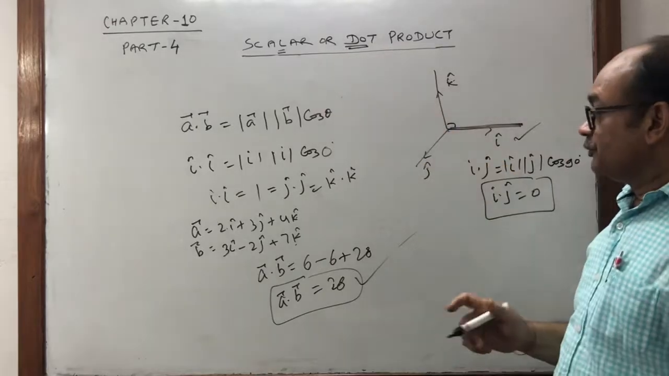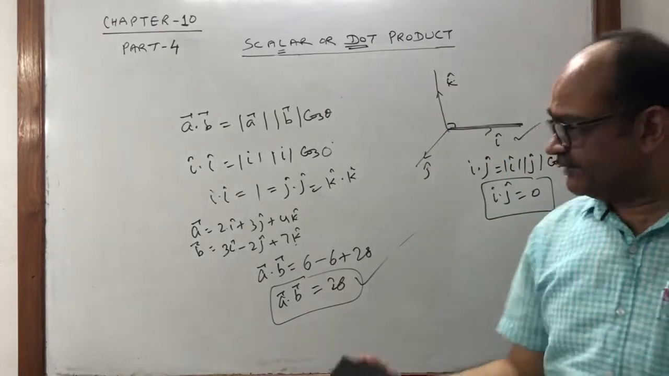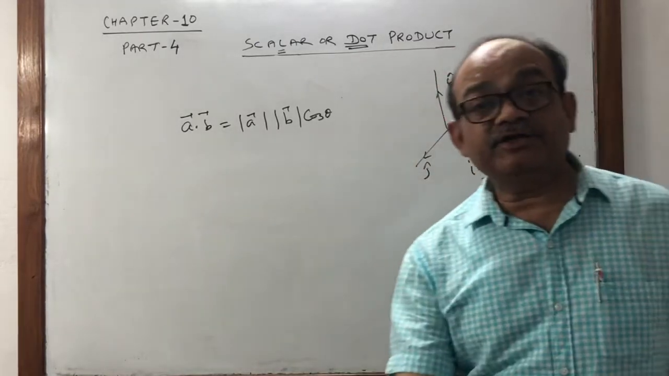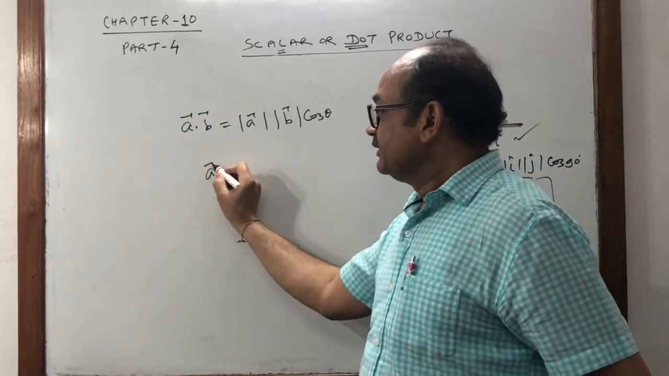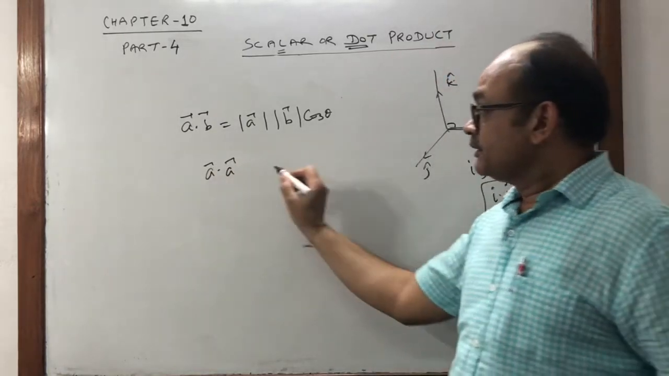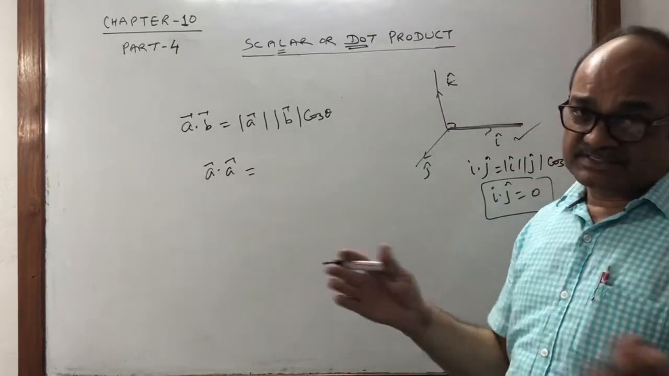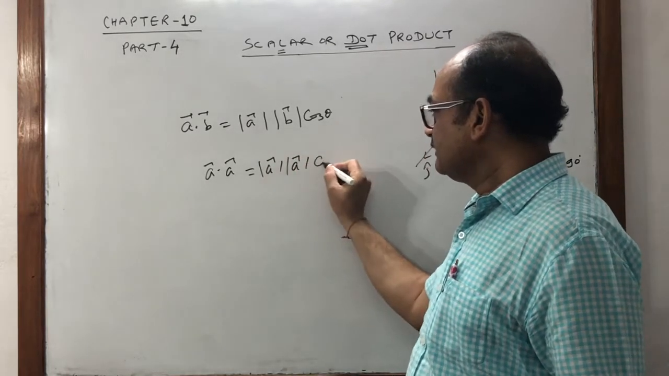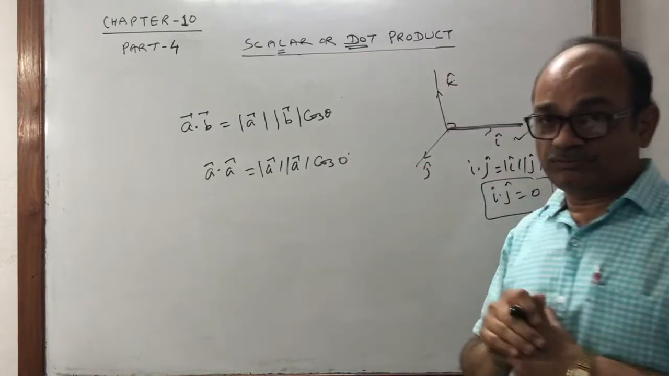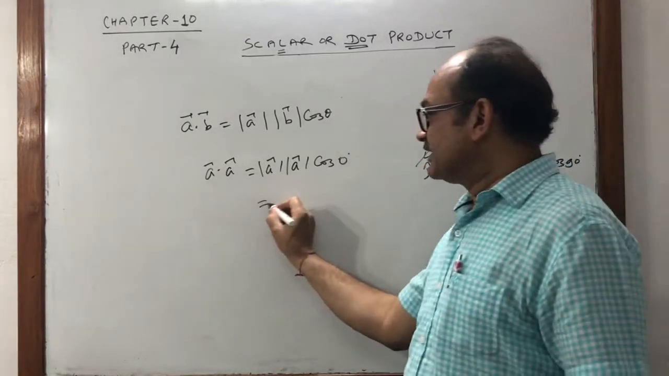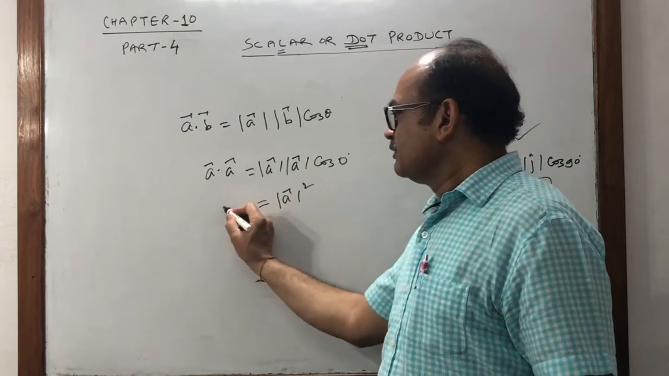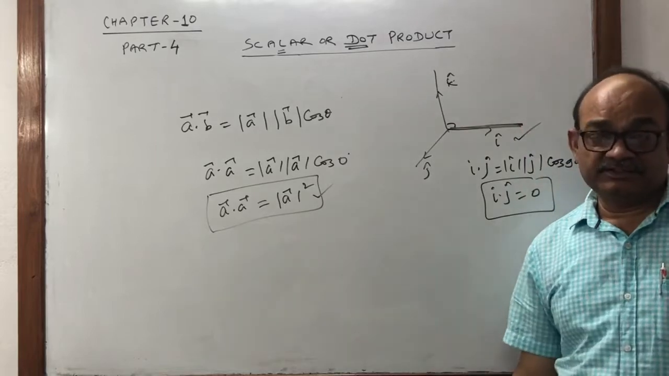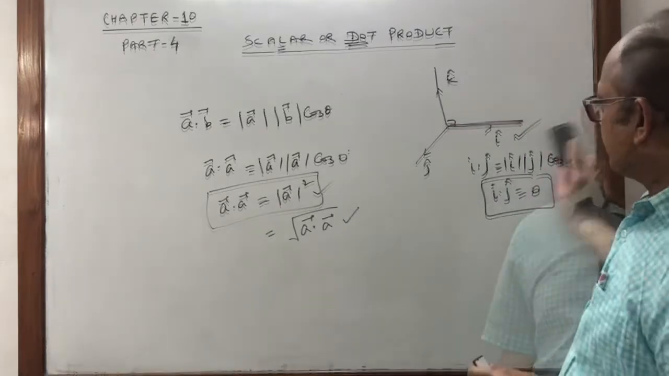Correct? Now, the next point is, suppose we have the same vector, say A, and we want to take the dot product A dot A. Then what are we getting? A dot A. Same as I dot I, but this time it is a general vector. So magnitude of A, magnitude of A, and cos 0. What is cos 0? 1. That's why it is nothing but magnitude A squared. Very, very important, and in so many questions we use this concept that A dot A is magnitude A squared. One more property.